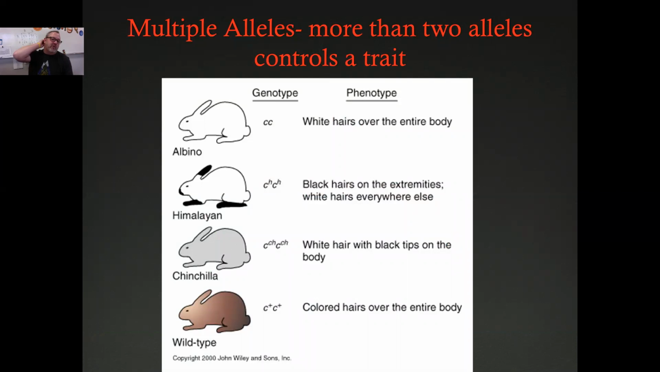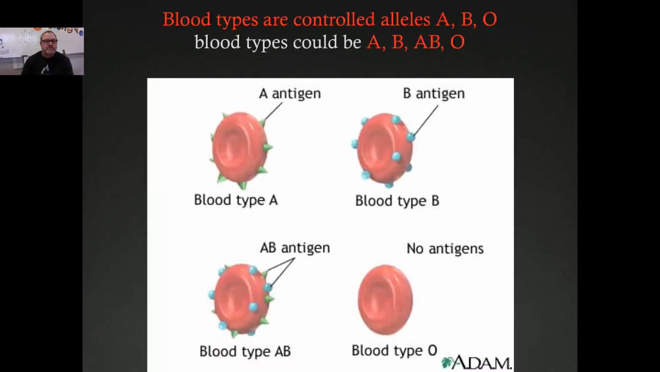Okay, the next one is what we call multiple alleles. That happens when you have more than two alleles that control a particular trait. We look at rabbits, and they can have different colors of hair depending on their genotype. It could range anywhere from white, to white with black feet and ears, to grayish, to what we call wild type. Wild type would be like a heterozygous, except that it usually has the brownish color.